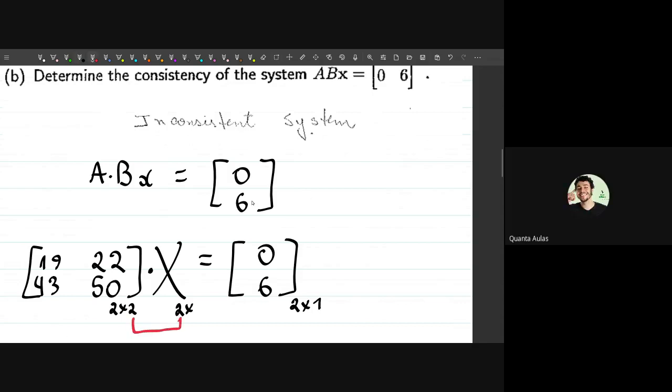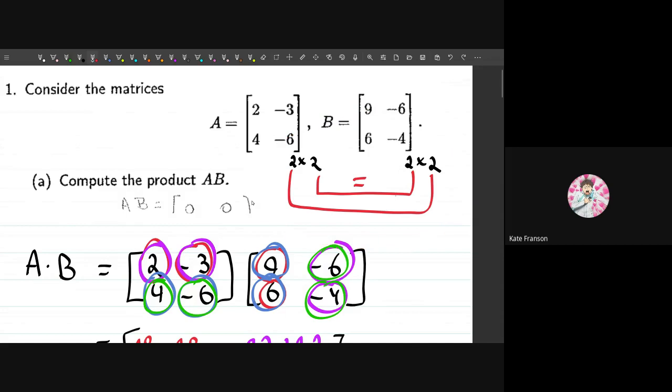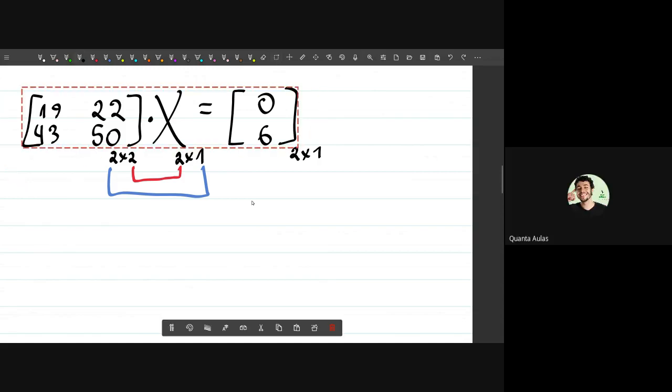We have two here because these numbers need to be equal. Do you remember? Okay, perfect. So I have the number 1 here because I need this to be 1 here too. So this is the size of the matrix. X is a matrix 2 times 1, 2 lines, 1 row. So I said to you, X is a matrix of variables.